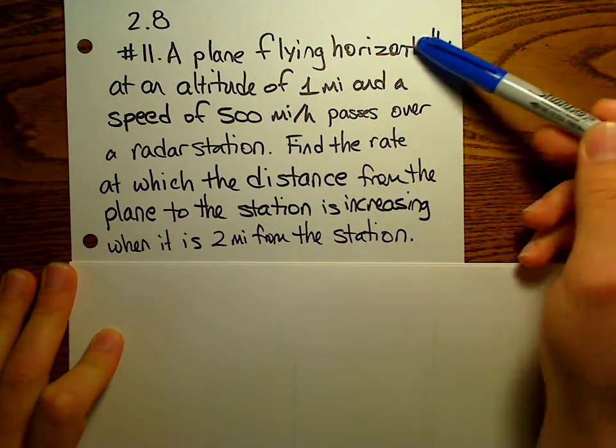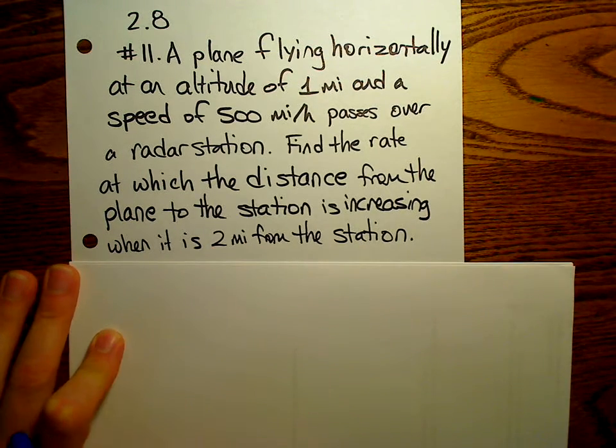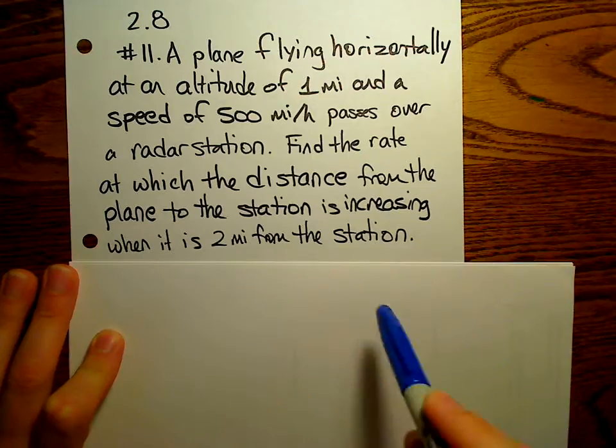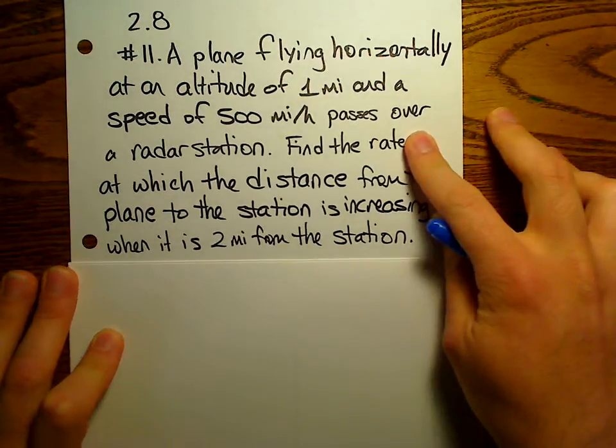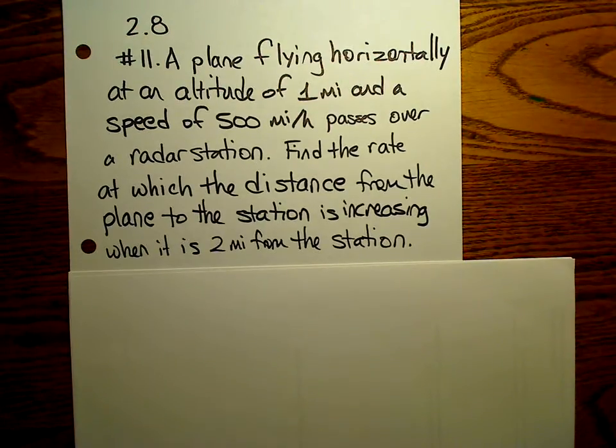A plane flying horizontally at an altitude of 1 mile and a speed of 500 miles per hour passes over a radar station. Find the rate at which the distance from the plane to the station is increasing when it is 2 miles from the station. We're going to take a look at this one first, and then we'll take a look at the other one. This is a nice example of two problems looking very different superficially, but actually having very similar solutions.